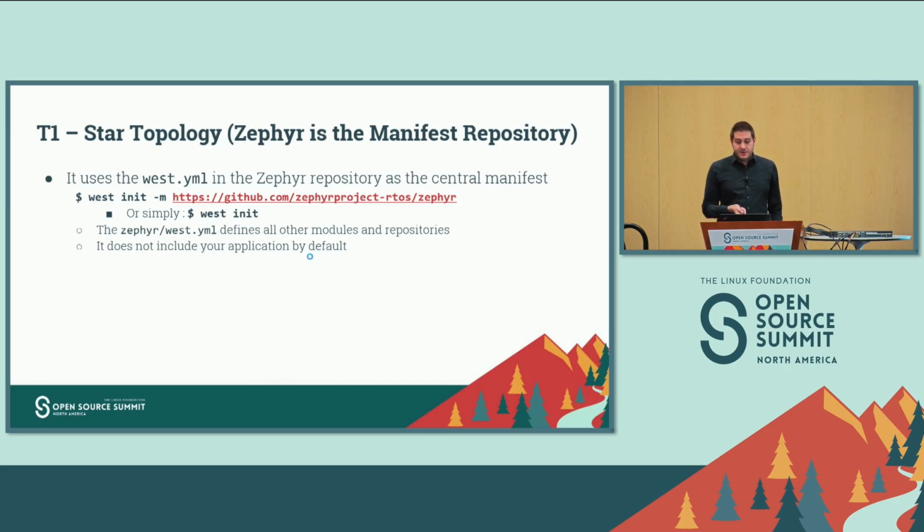In this topology, basically, we have one west.yaml, and this west.yaml is inside Zephyr. So Zephyr is the manifest repository, because in the main Zephyr code, there is a file called west.yaml, and this is the one that we're going to use. It uses this west.yaml inside the repository, and this is the one that we're going to fetch, or parse and understand when you do west init. So when you do west init, or just west init -m, and you give the link to the official GitHub for the Zephyr repository, this is how we can get it. And it's going to read the file inside this repo.